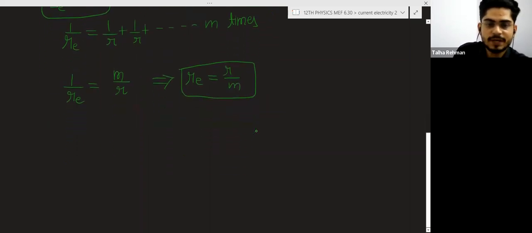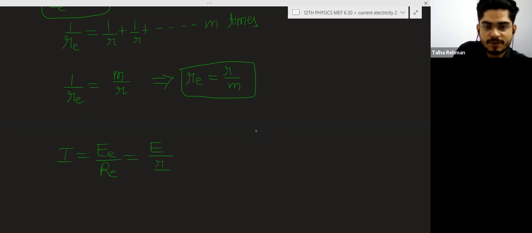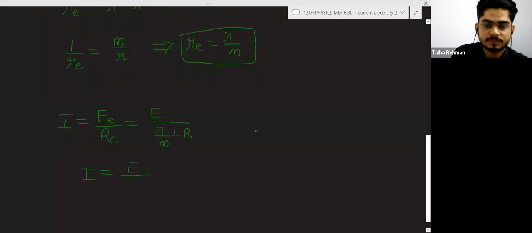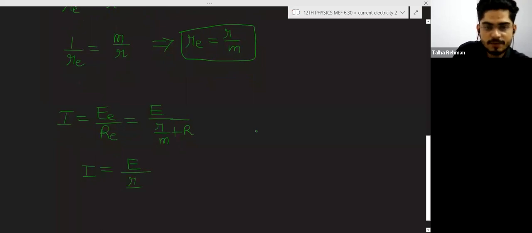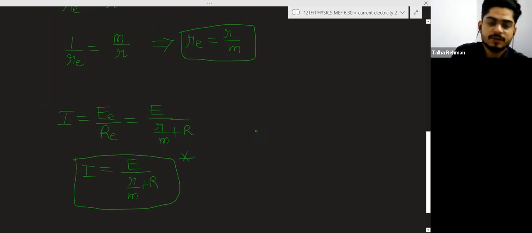And if you want to find the current, then you will write E equivalent divided by R equivalent. E equivalent is E, and r equivalent is r by M plus this capital R. So I is basically E divided by small r by M plus R. So this is the current.